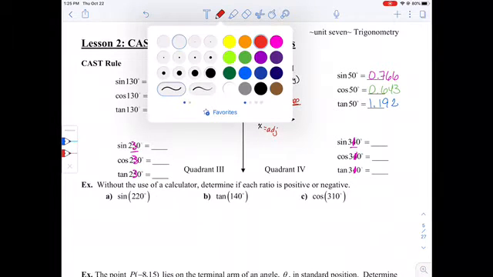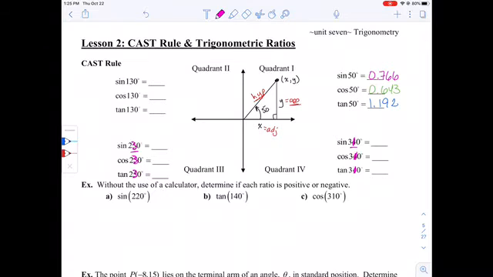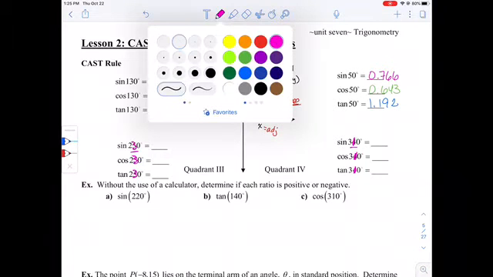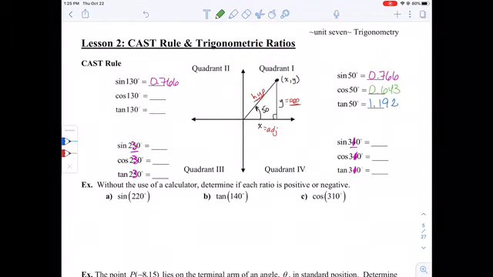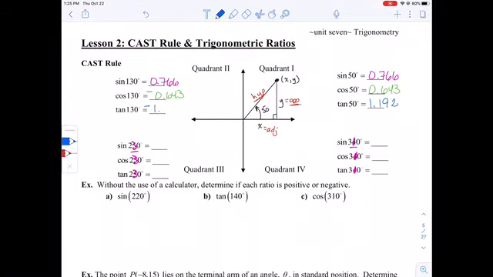Now let's look in the second quadrant, and if we were to plug these values again into our calculator, my sine of 130 would be 0.766 again. Cosine of 130 is going to be negative 0.643, and tan of 130 is going to be negative 1.192. Now, what is going on here?